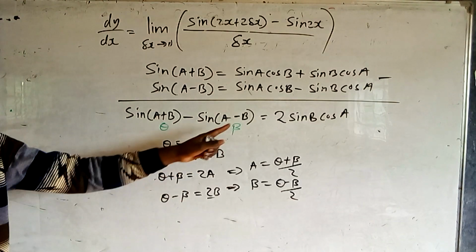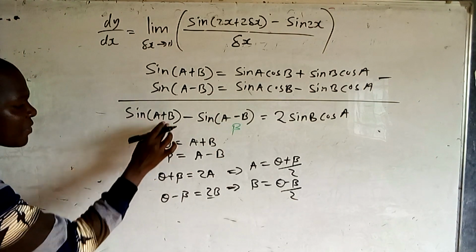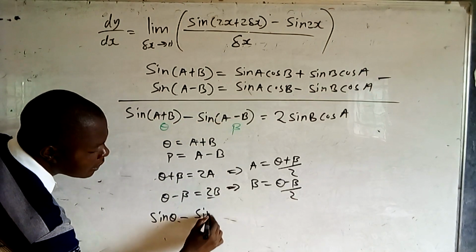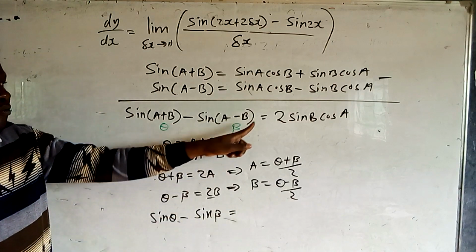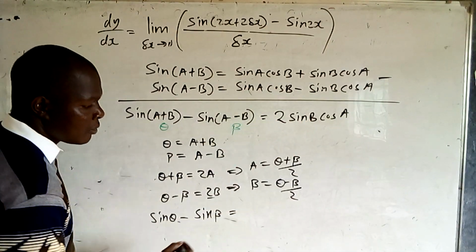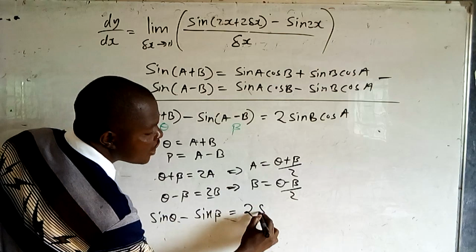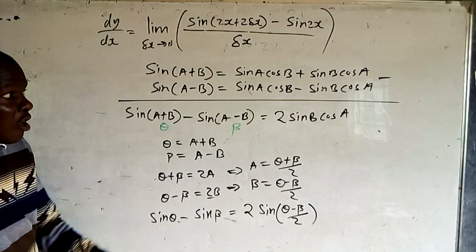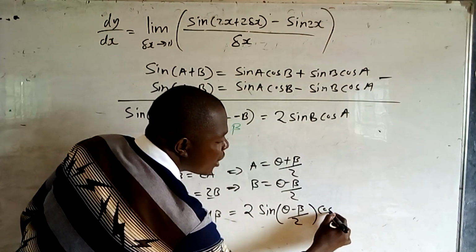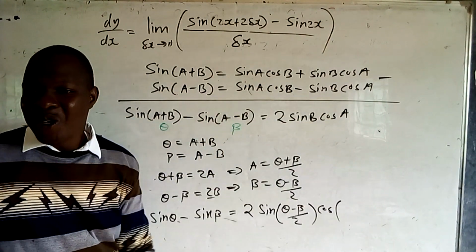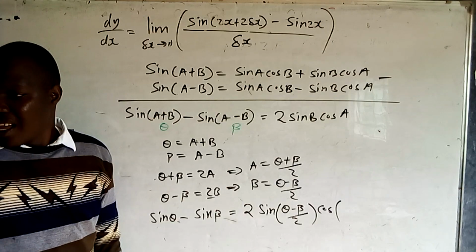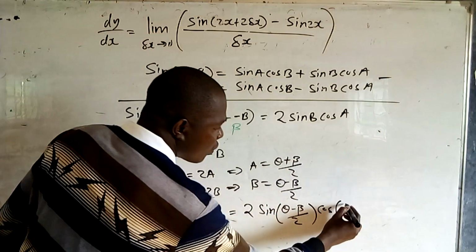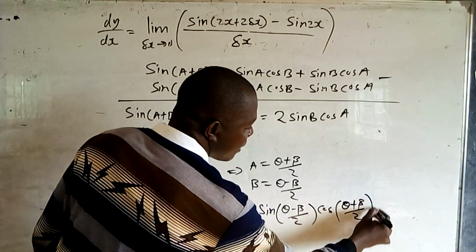So you go back and you do the substitution, meaning here we have sine theta minus sine beta is equal to 2 sine b cos a. But what is b? b is theta minus beta over 2, then cos a. What is a? Because everything must be in terms of theta and beta only, isn't it? Are we together? What is a? a is theta plus beta over 2.